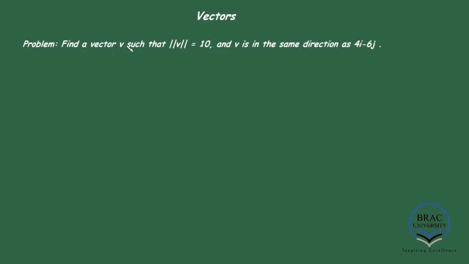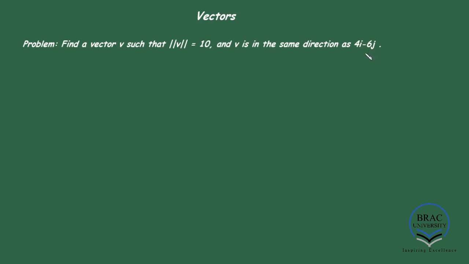Find the vector v such that the magnitude of the vector v is equal to 10 and v is in the same direction as 4i minus 6j. We know that to express a vector completely, we need the magnitude and a direction. The magnitude of the vector v is given, but the direction of the vector v is indirectly given, which says v is in the same direction as 4i minus 6j.